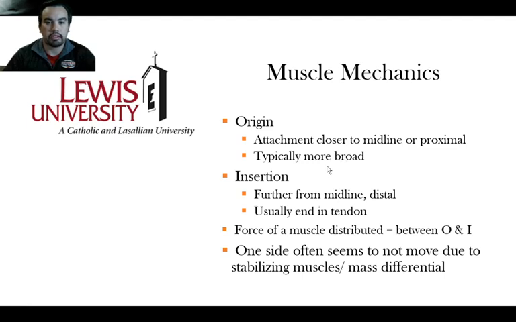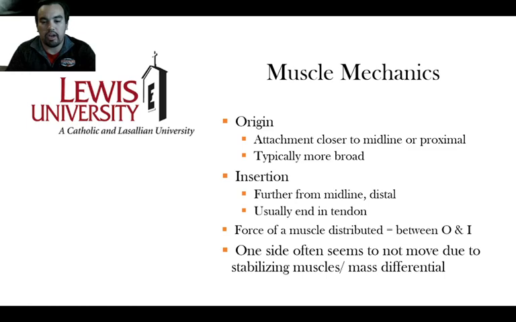So as we look at the mechanics of muscles, how they actually work mechanically in the body, we have to look at how they're attached. At the top, or the most superior proximal attachment within the muscle, we call that the origin. It's the closest to the midline. It's typically the most proximal, and it is often more broad than the distal attachment. The distal attachment is what we call the insertion. It's further from midline, and it usually ends in that tendon that we just discussed. The force of a muscle is typically distributed between the origin and the insertion.